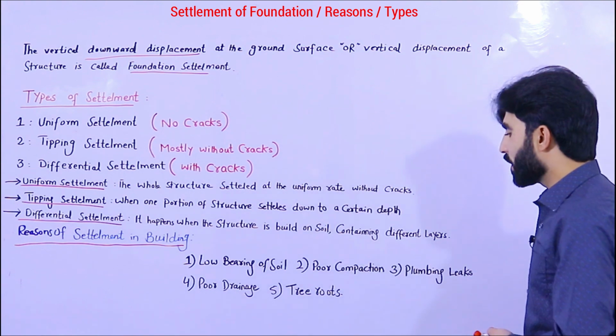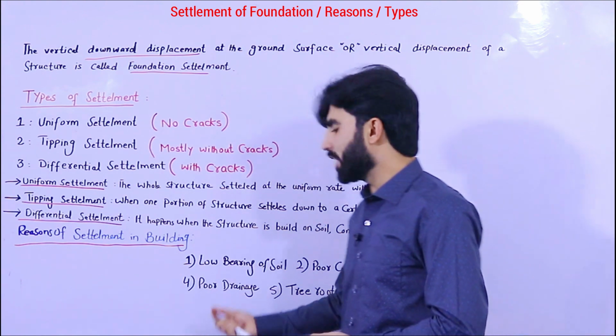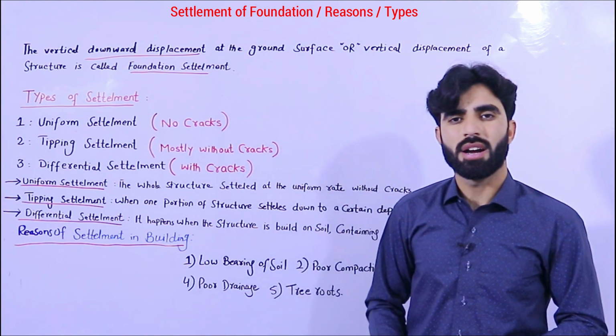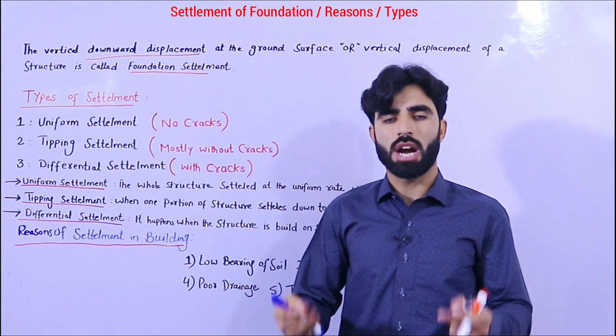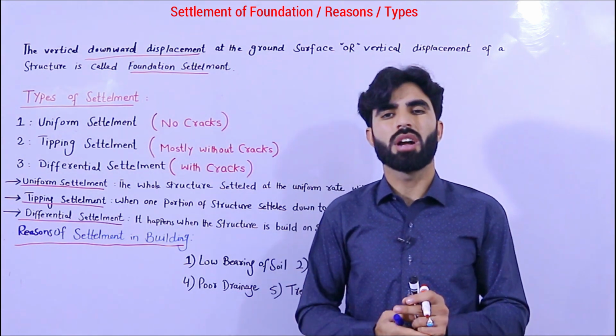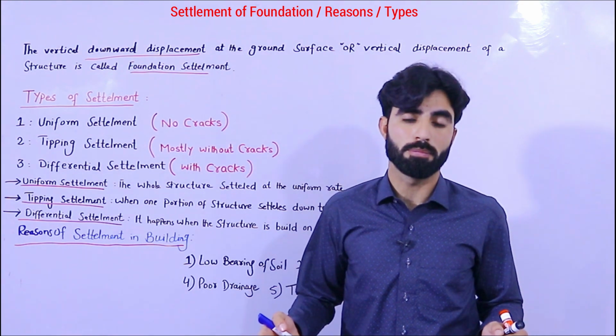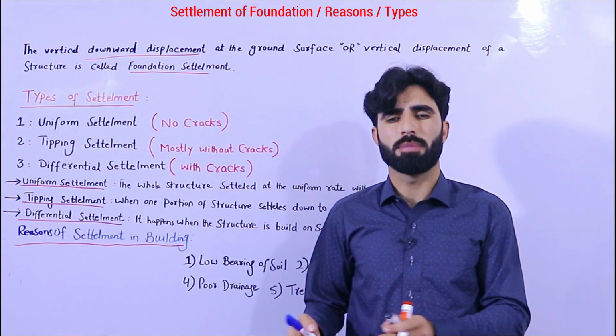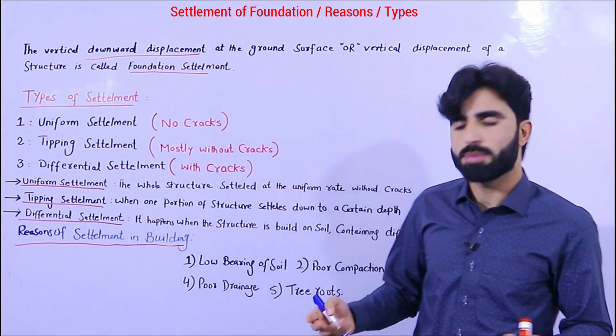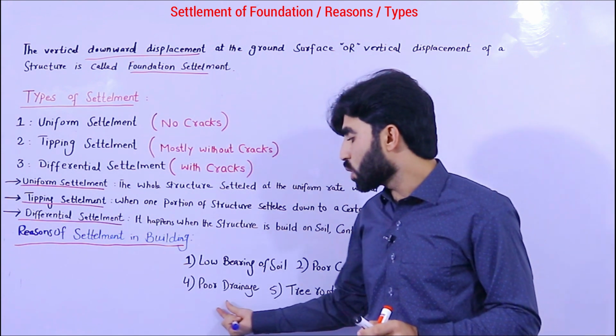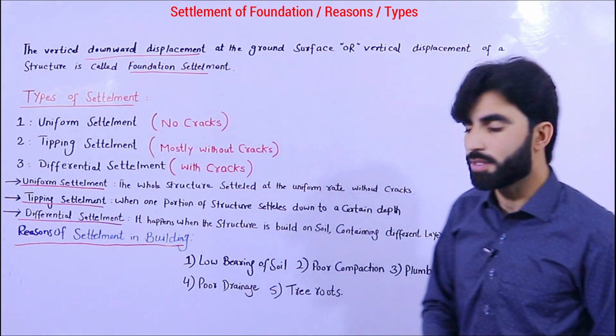Okay. The fourth one is, guys, poor drainage. Outside of the house or the structure, if you have a poor drainage system or a rainwater problem, because we have more problems nowadays from drainage systems. So poor drainage is also a reason for settlement.